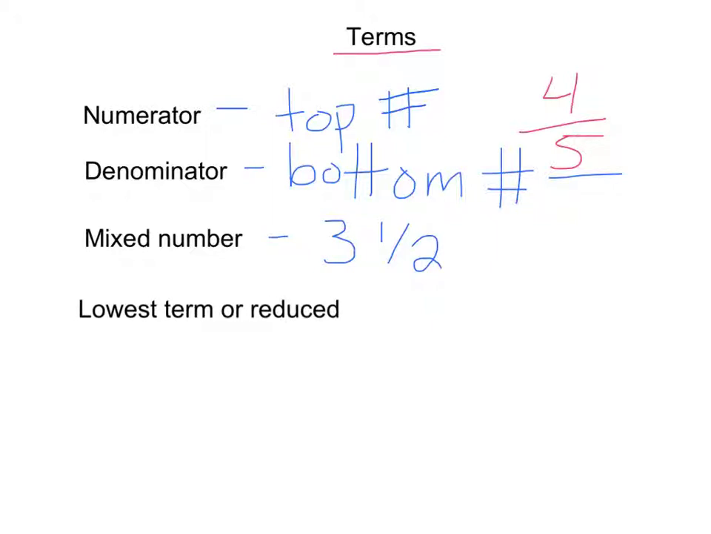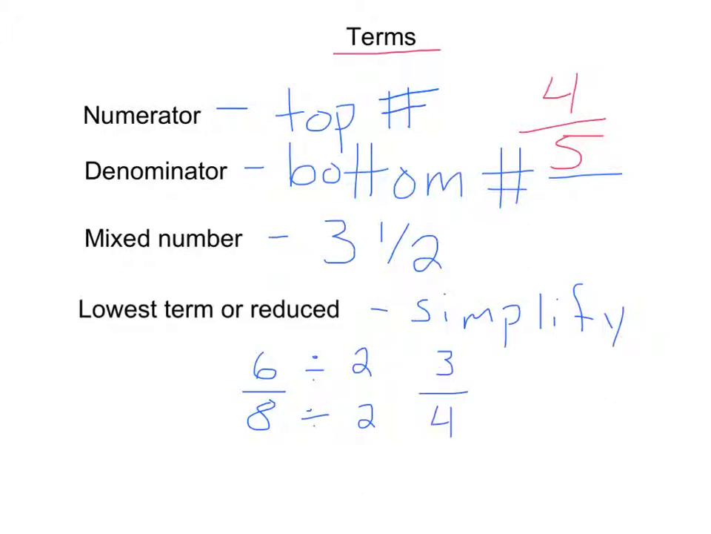Lowest term, or a reduced fraction, means that we want to simplify a fraction as much as possible. So if we have a fraction such as 6/8, we know that 2 will go into both of these numbers. So what we want to do is divide both the numerator and the denominator by 2, reducing our fraction to 3/4. Since there is not one number that will go into both 3 and 4, we know that we now have our fraction in lowest terms.